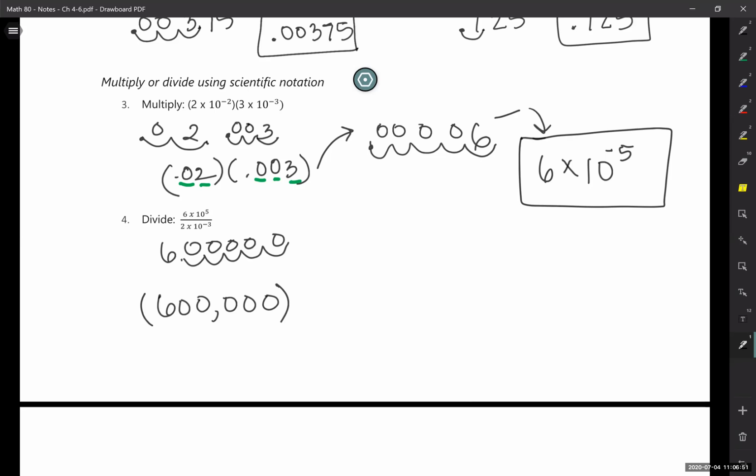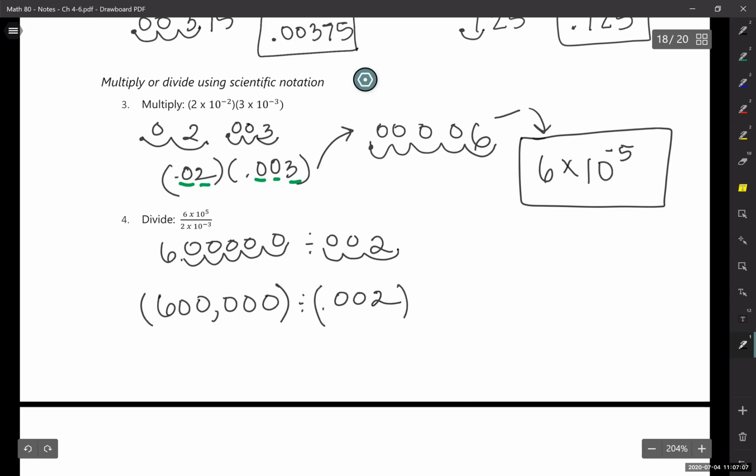Okay, and then we are dividing by 2 to the negative 3rd. So we're going to move our decimal to make a tiny number, 1, 2, 3. That gives us 0.002 is what we are dividing by.